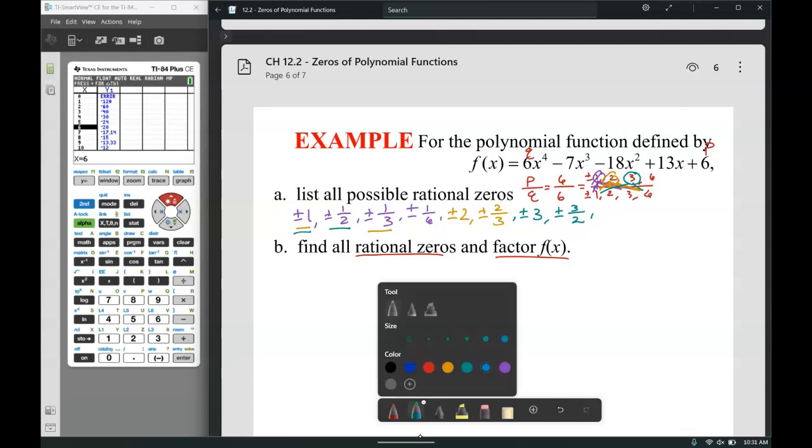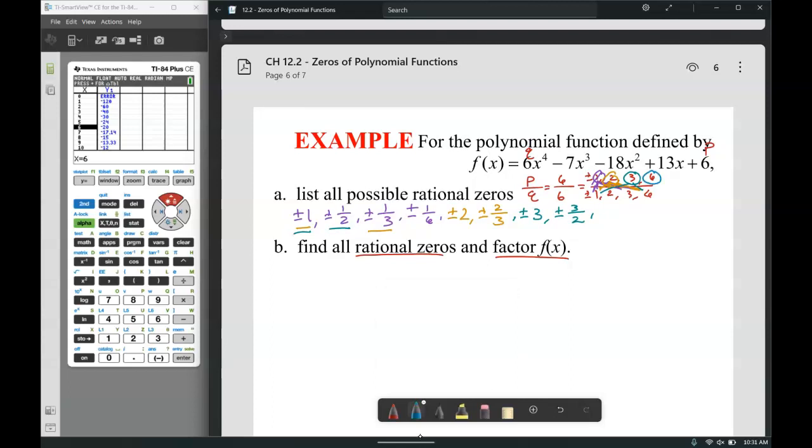And we're going to go down to the last value, which is 6, and repeat the process one more time. 6 over 1 gives us 6. That's a new number. 6 over 2 gives us 3. We don't need to write it again. 6 over 3 gives us 2. We don't need to write it again. And 6 over 6 gives us 1. We don't need to write it again. So this long list here is a list of all the possible rational zeros.